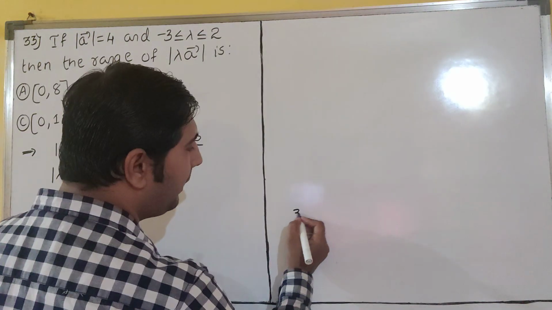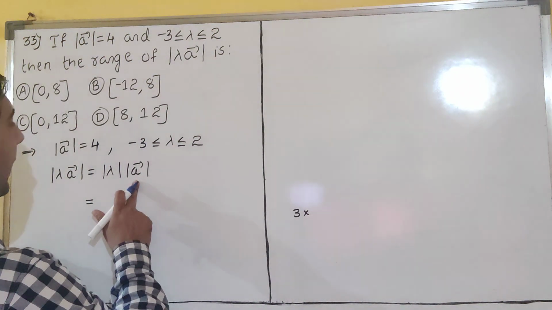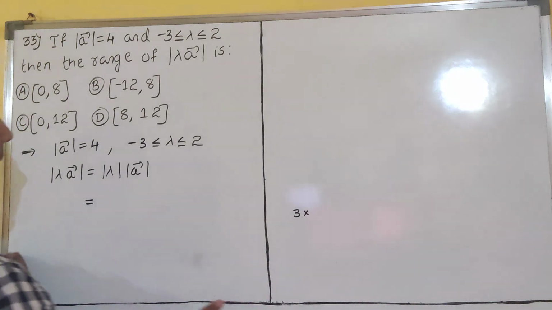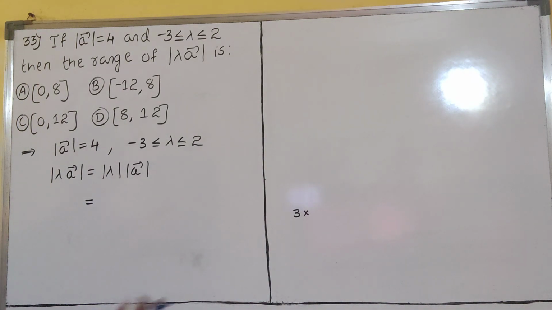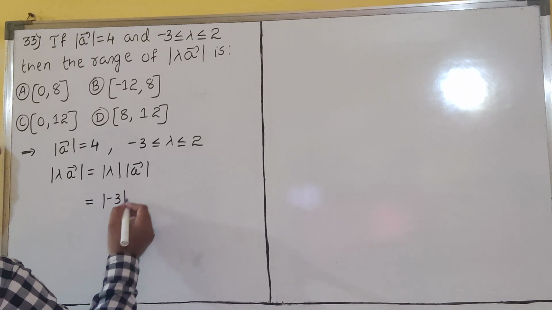3 will get, and 3 if you got, and how much is this value? That is 4, or not? 3 4s are 12, will get. Maximum value is 12. So that means lambda value, if I put minus 3, no.